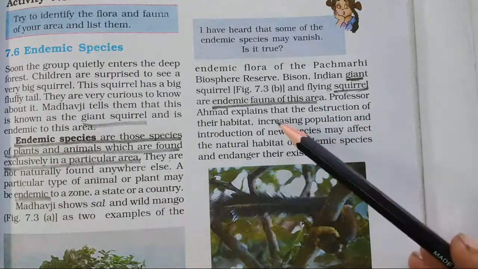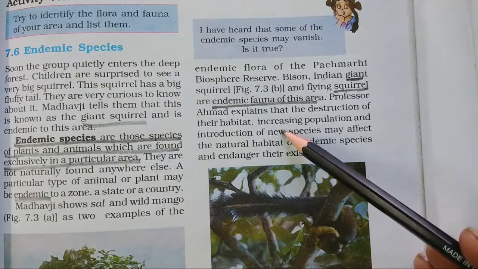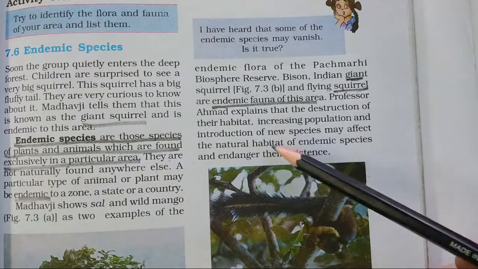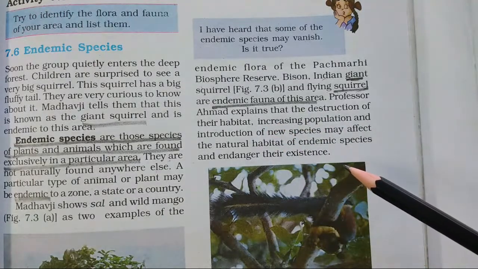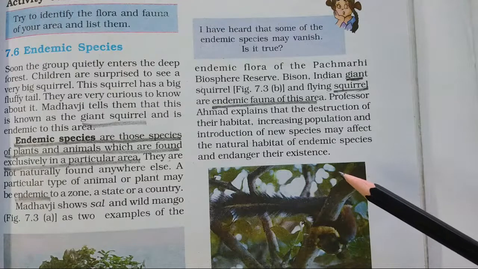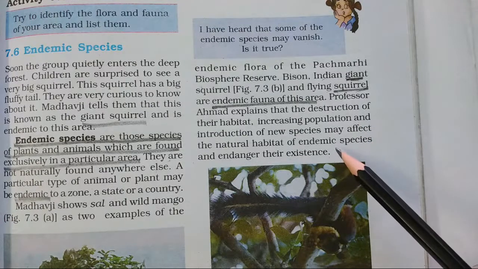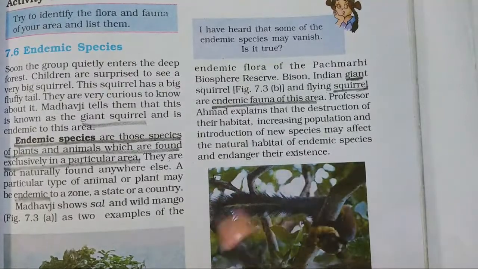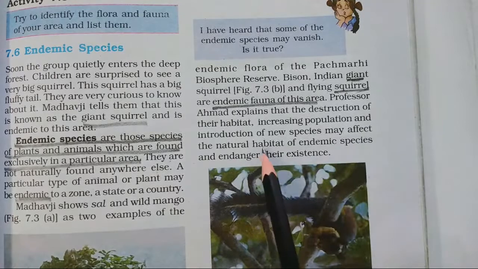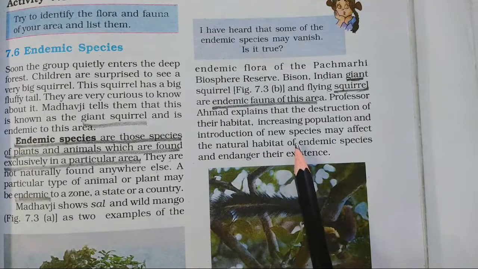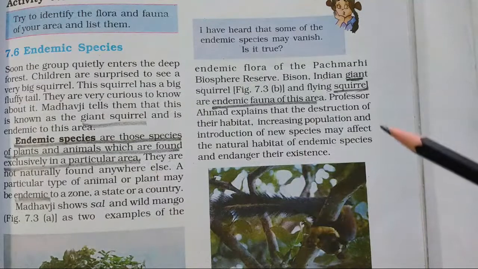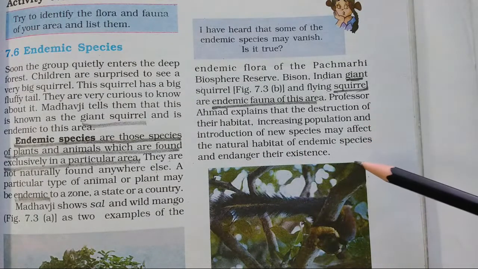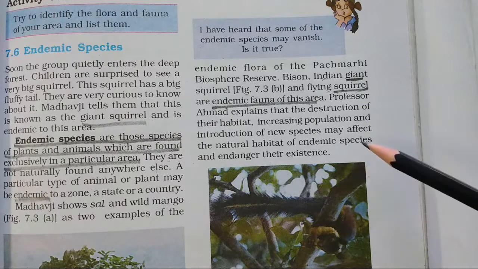The destruction of their habitat. Now it is a point that if you start killing the trees and the animals, then the habitat of the animal is affected, and more people start living in that area, and the introduction of new species may affect the natural habitat of endemic species and endanger their existence. So you will see that these species are found and living in a particular area. If people start entering there, they will affect their habitat and these species may become extinct.